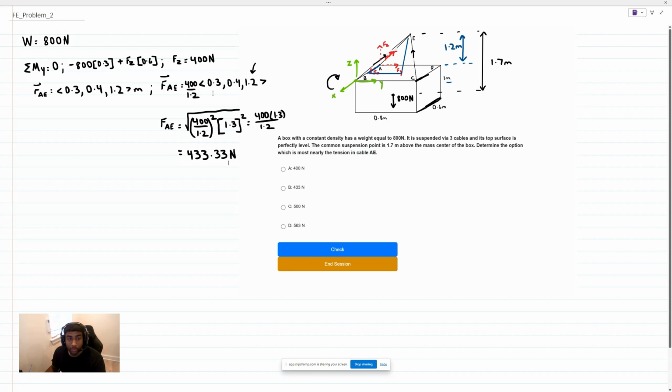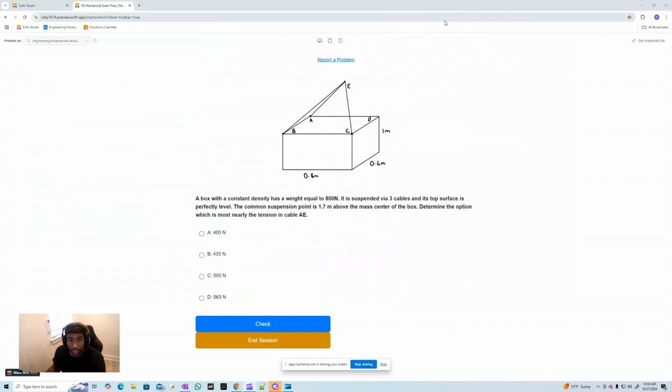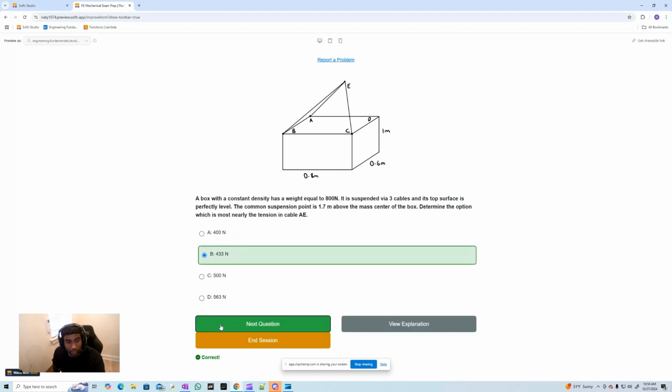If you didn't like the 3, 4, 5 right triangle, the 5, 12, 13 Pythagorean triple, you don't need to do it like that. You can simply find the magnitude. Let's go ahead and input that force. Input our solution here. It shows as 433, and we got the correct answer.